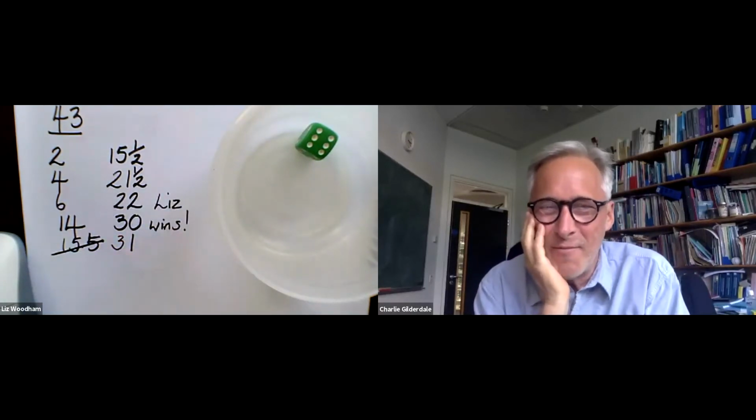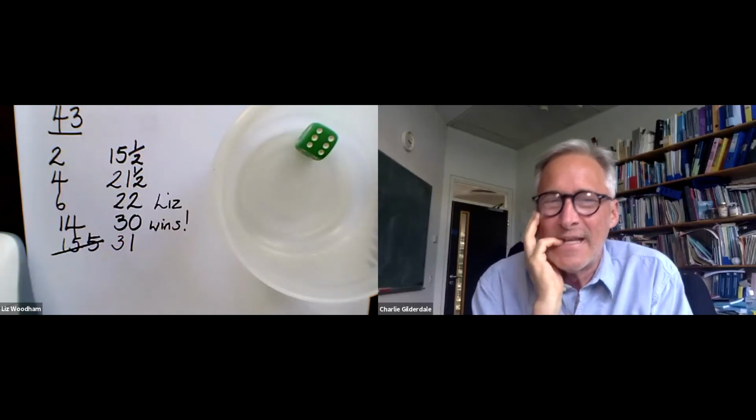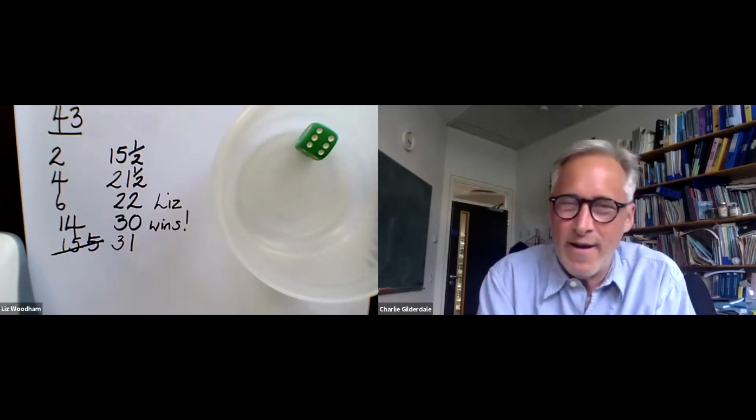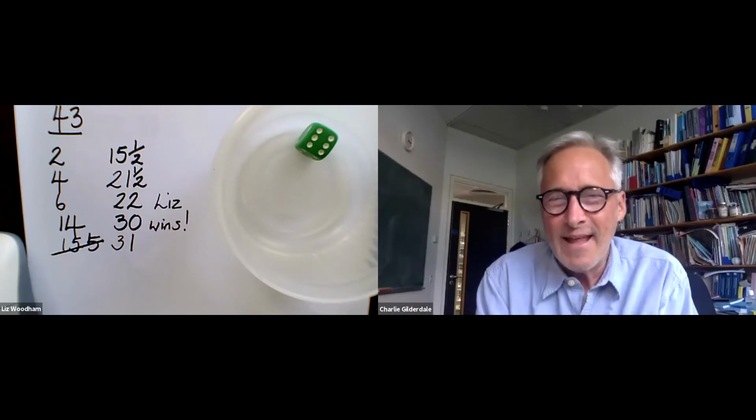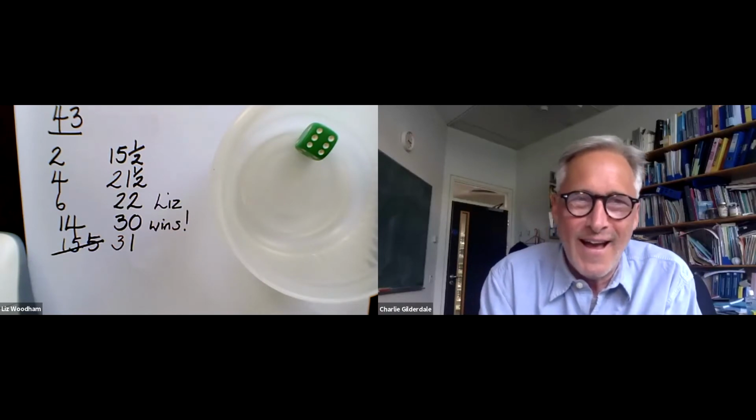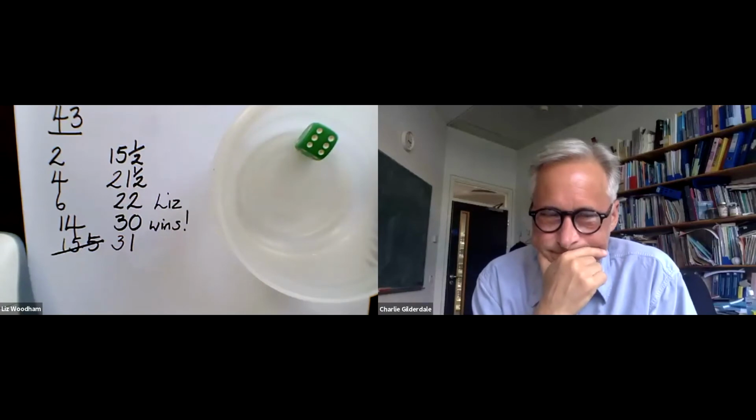Okay. That was a bad move on my part. When I had a 1, I should have taken 1 and halved. And then that would have left you on 30. Interesting. But that's a nice.